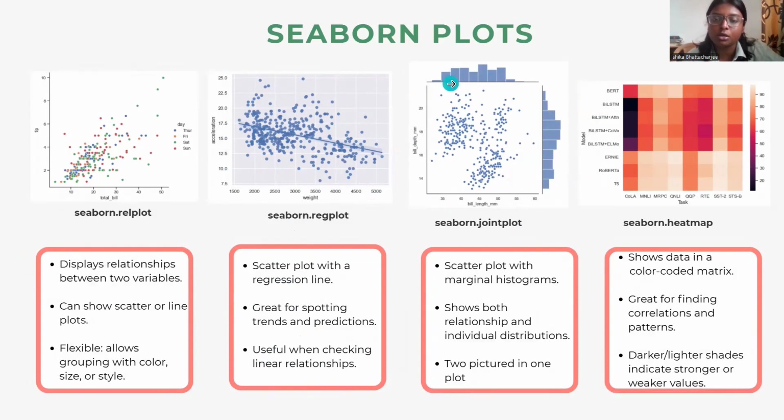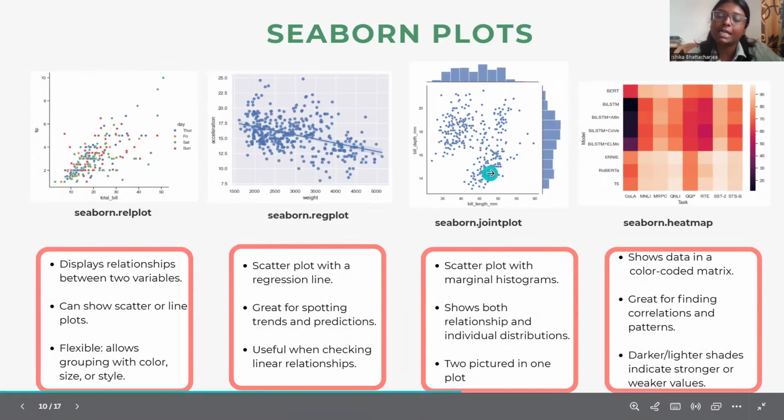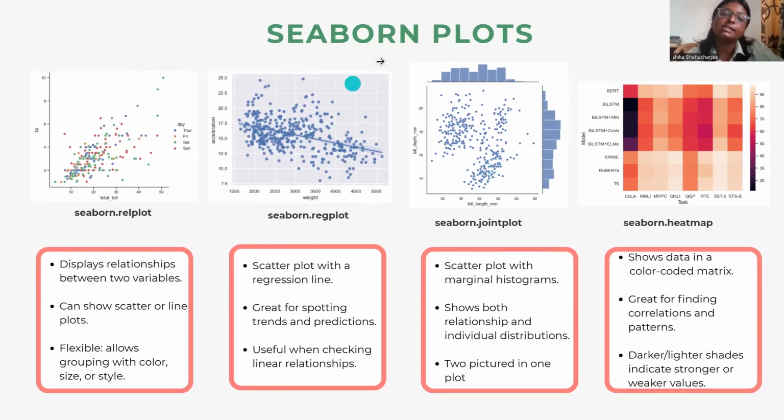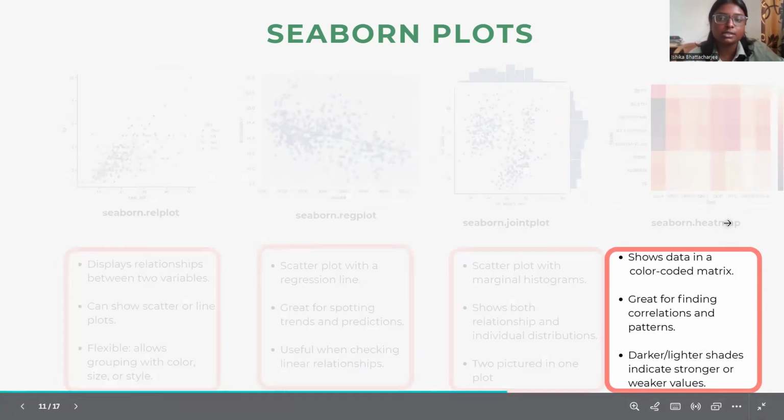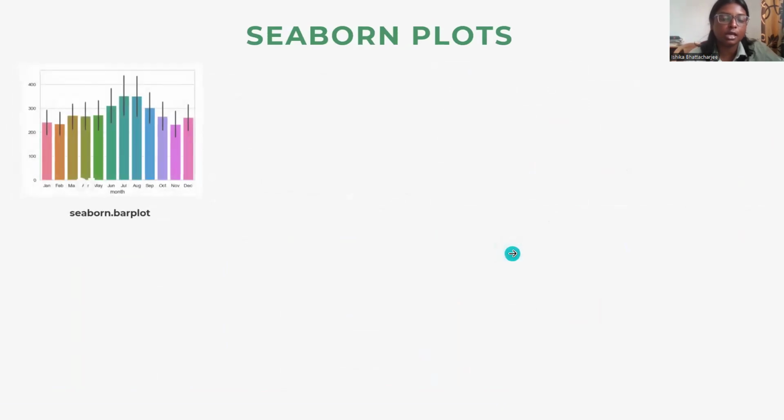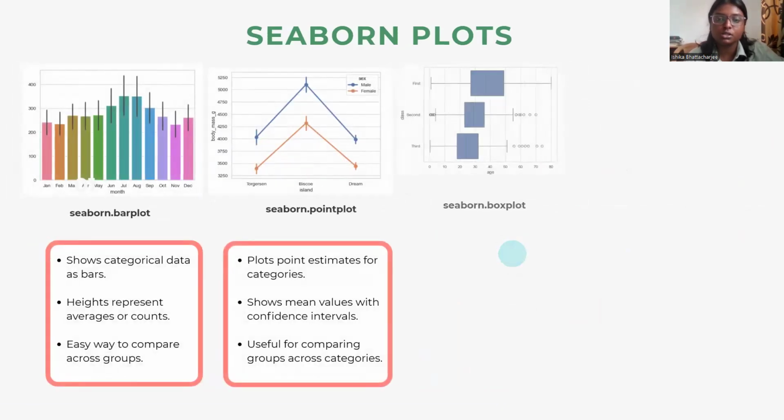This is called a joint plot. In this joint plot, we have the scatter plot with marginal histograms. It shows both relationship and individual distributions. And this is two pictures in just one plot. And this is a heat map. Moving forward, I will show you some more plots that Seaborn allows us to use.